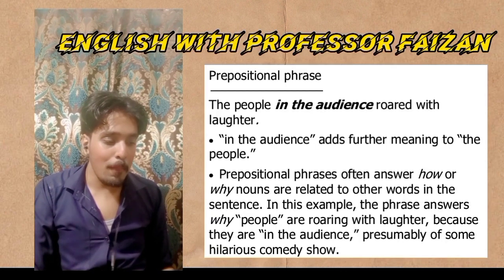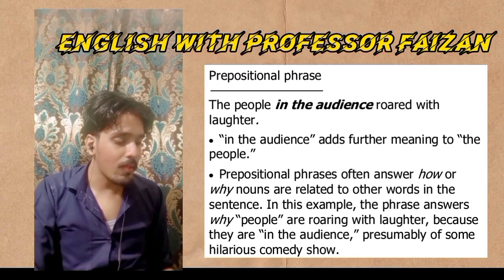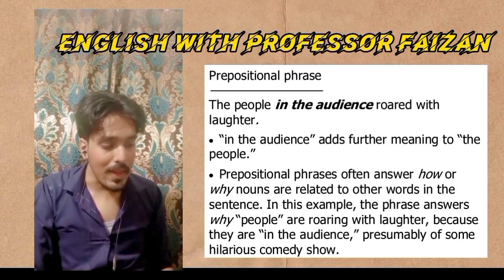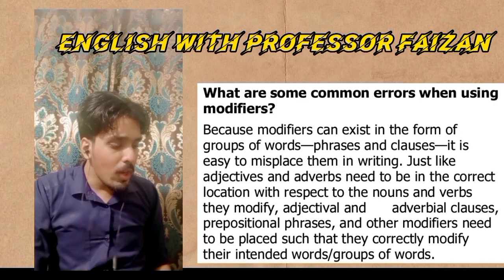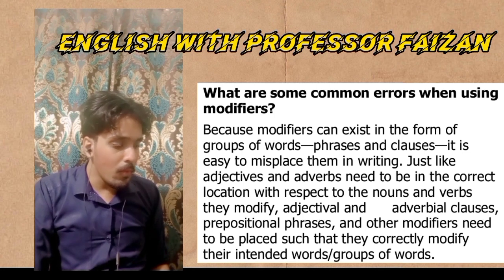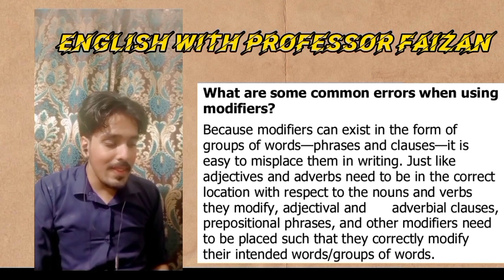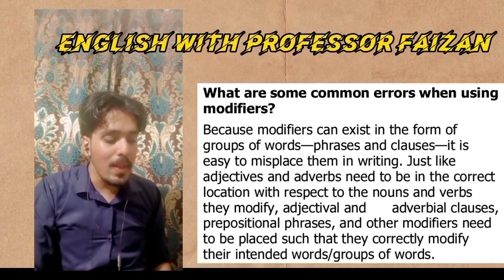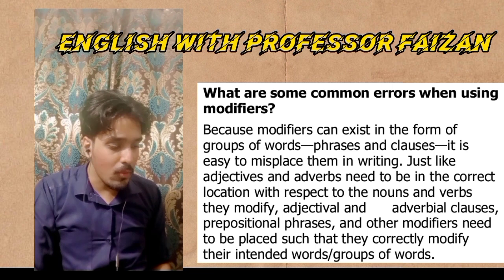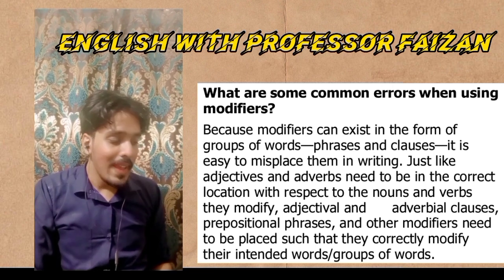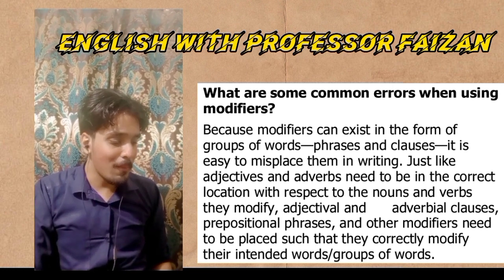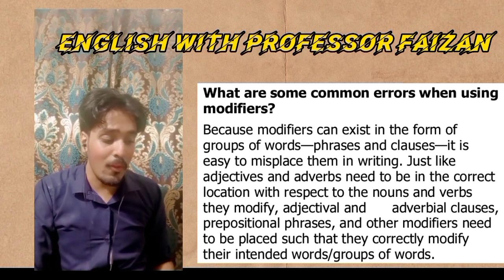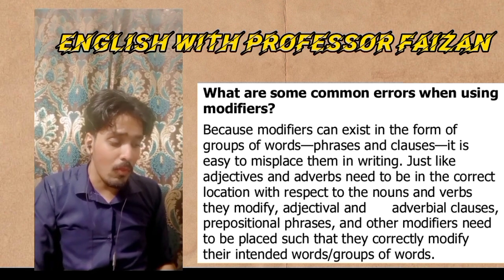Prepositional phrase: the people in the audience roar with laughter. In this sentence, in the audience adds further meaning to the people. Because modifiers can exist in the form of groups of words, phrases and clauses, it is easy to misplace them in writing. Just like adjectives and adverbs, they need to be in the correct location with respect to the nouns and verbs they modify.